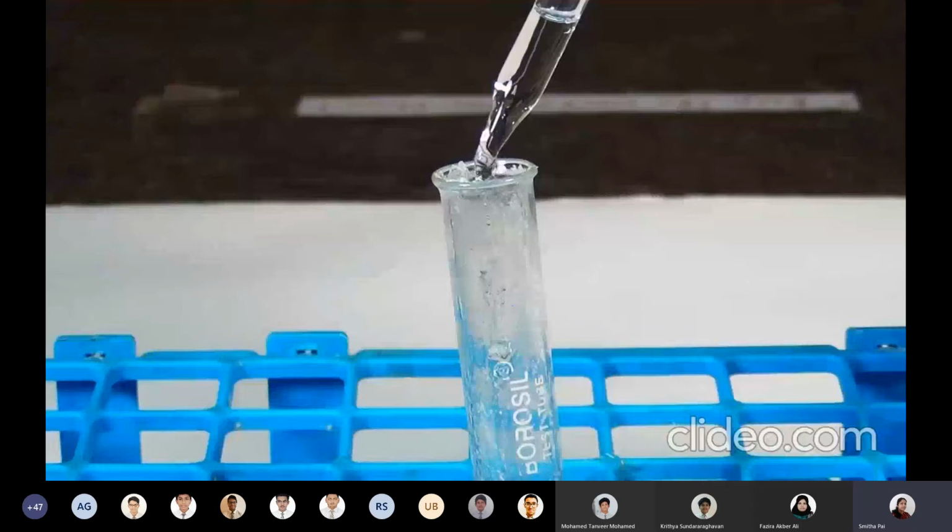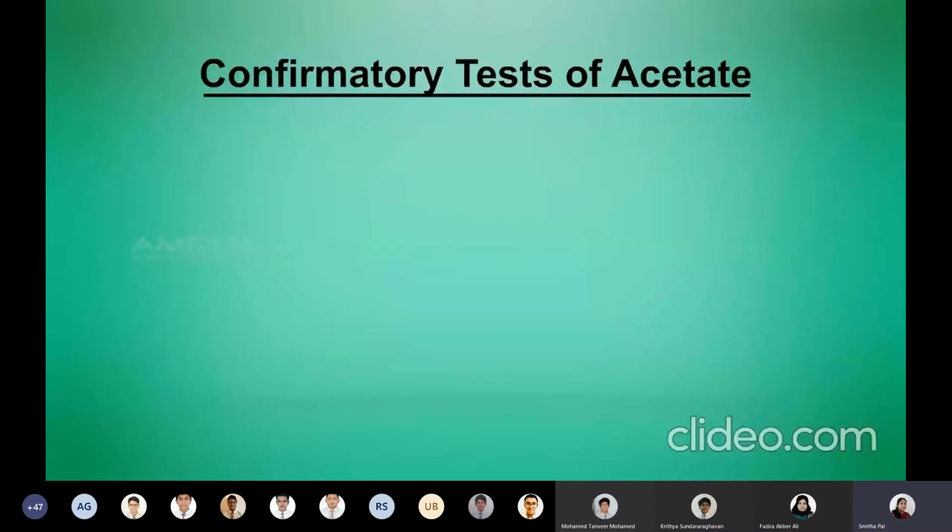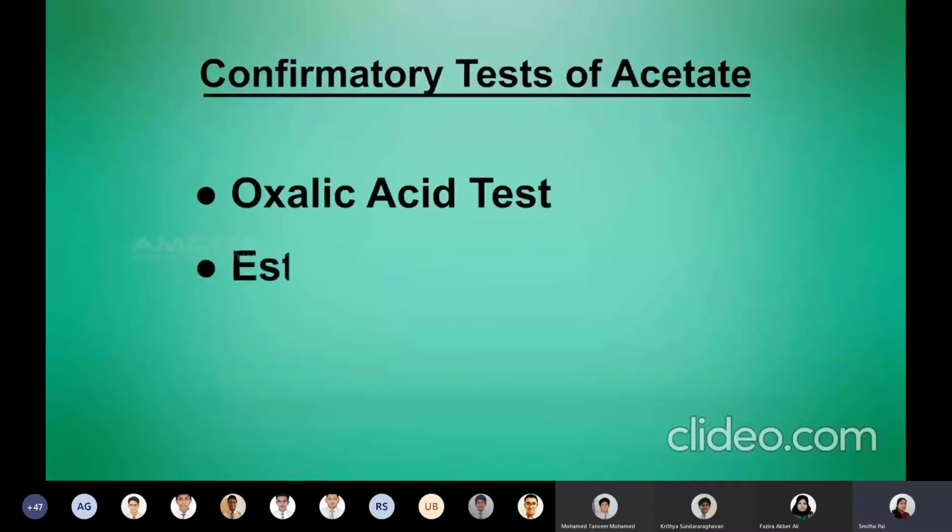Place the blue litmus paper over the mouth of the test tube. Acetic acid turns the blue litmus paper red. Next, we look at the confirmatory tests of acetate. They are oxalic acid test, ester test, ferric chloride test.